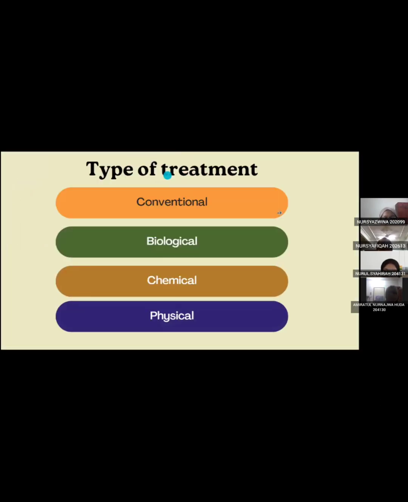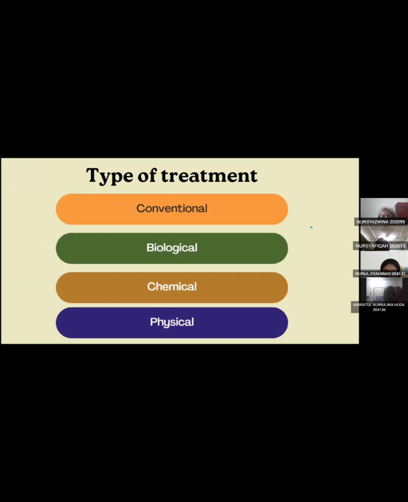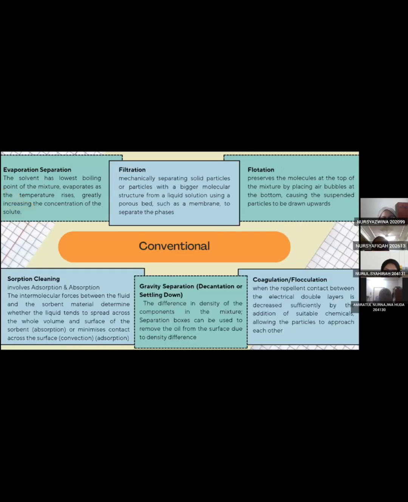So for the type of treatment, there are 4 types of treatment which are conventional, biological, chemical, and physical. For the conventional, there are evaporation, separation, filtration, flotation, sorption, cleaning, gravity separation, and coagulation or flocculation. So for the evaporation separation, the solvent has lowest boiling point of the mixture, which it evaporates as the temperature rises, greatly increasing the concentration of the solid.